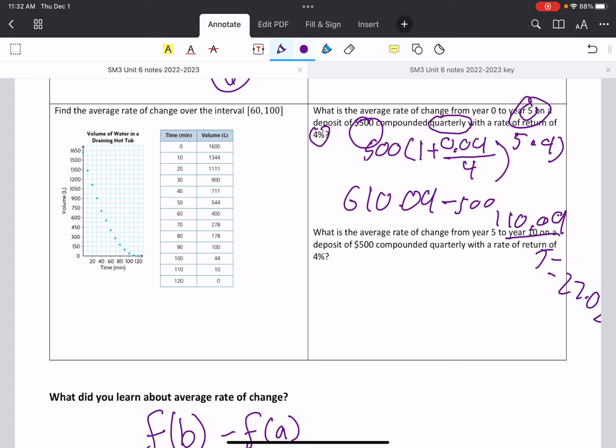Then you do the same thing for the second one. If you can't see my handwriting, I'll write the second one. 22.02. Does everyone kind of understand that? Any questions? Wait, why'd you subtract that? Because we're starting at 500. We're not starting at 0. In the first 5 years, we start at 500. At year 0, we had $500.